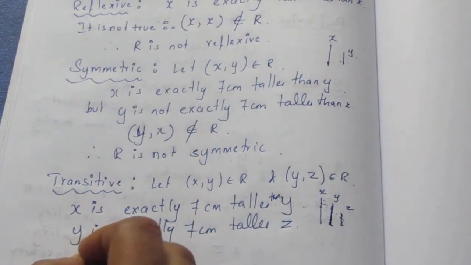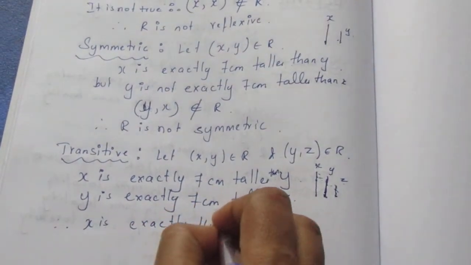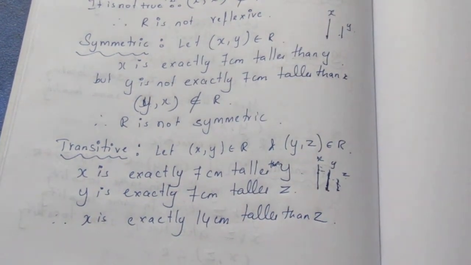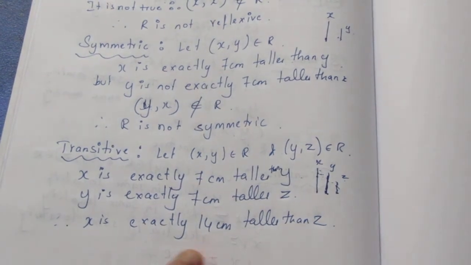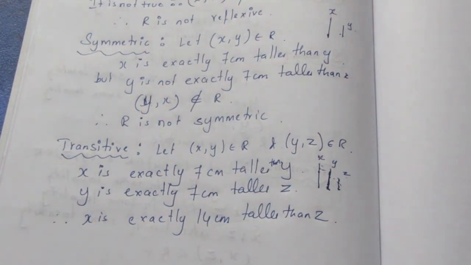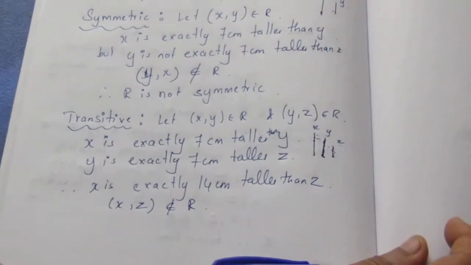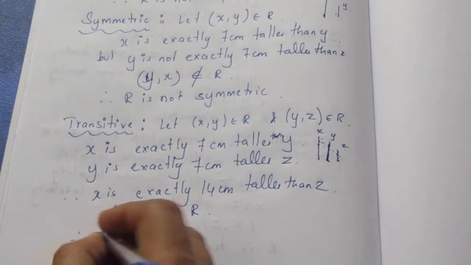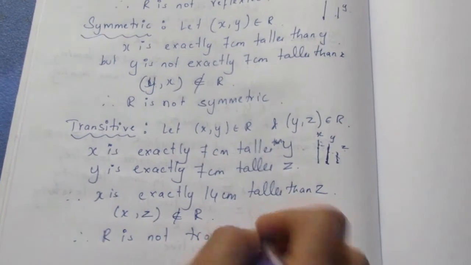Therefore, x is exactly 14 cm taller than z. Though x is taller, the exact value they have given in the relation should be exactly 7 cm. But here it is 14 cm, which is not true. Therefore, (x, z) does not belong to R, because though it is taller, it does not satisfy the condition of 7 cm. We can say that therefore R is not transitive. So it is not transitive.